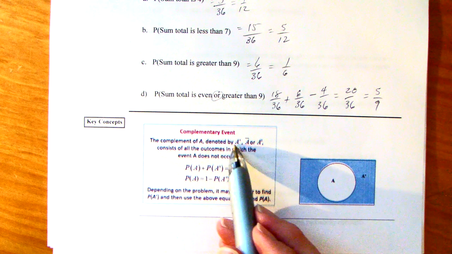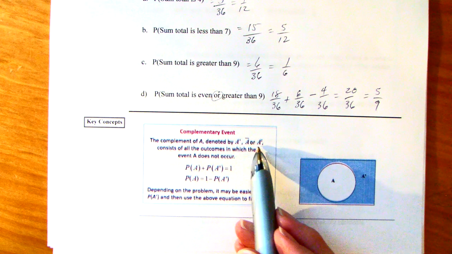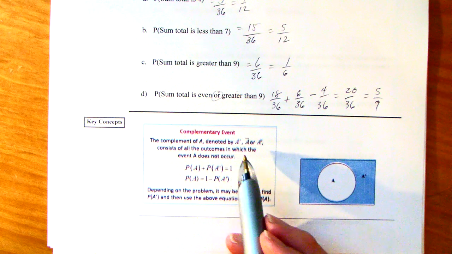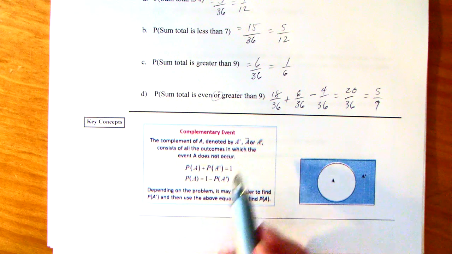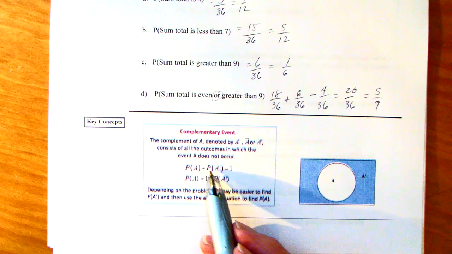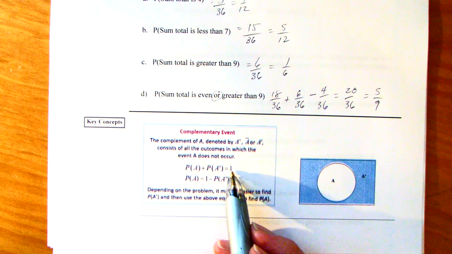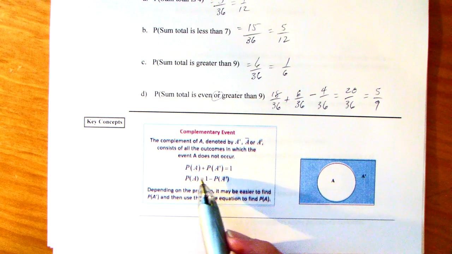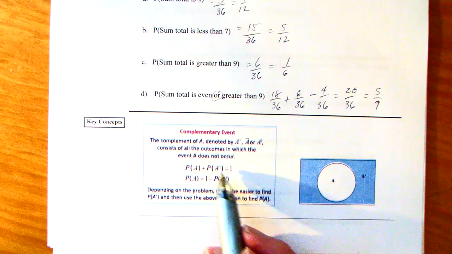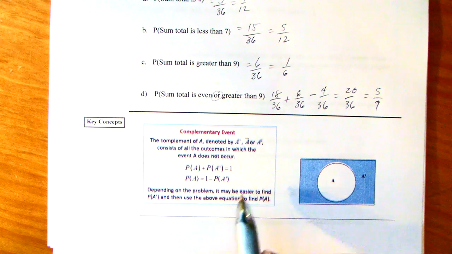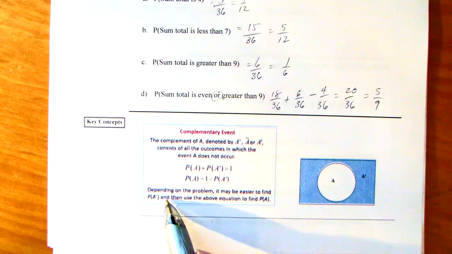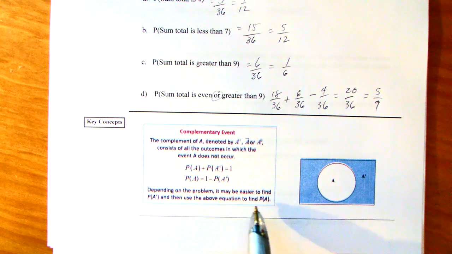The complement of A, denoted A prime, or a line above the A, or an A with a little C right there, consists of all outcomes in which the event A does not occur. One thing I want you to know: the probability of the event plus the probability of it not happening will equal 1. So if I solve for the probability of the event, it's going to equal 1 minus the probability of it not happening, just by subtracting that to the other side. It may be easier to find the probability of not happening and then use the above equation to find something happening.